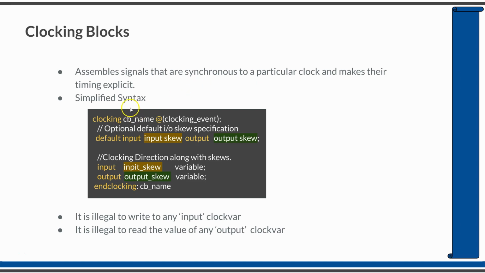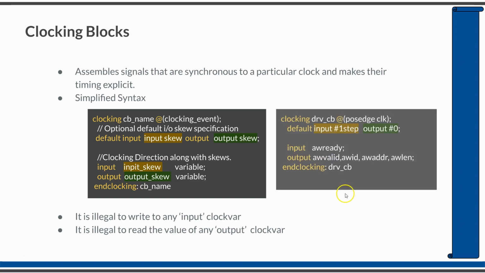This is a simplified syntax for defining a clocking block. You will use the keywords clocking and endclocking, and you will use a name to identify this clocking block. In this example, you can give any name, followed by the @ symbol, you will give the clocking event. Next, if you want to define a default skew for the input and output arguments, you can define it here with the default construct. Otherwise, you can omit this and directly define the explicit signal clocking skews like input skew and output skew. So let's see an example here.